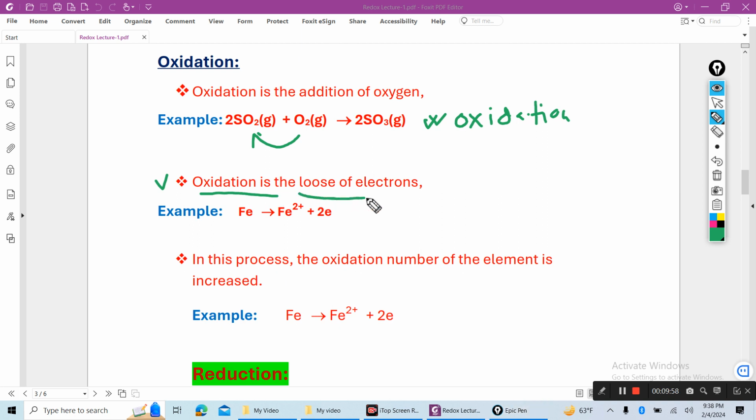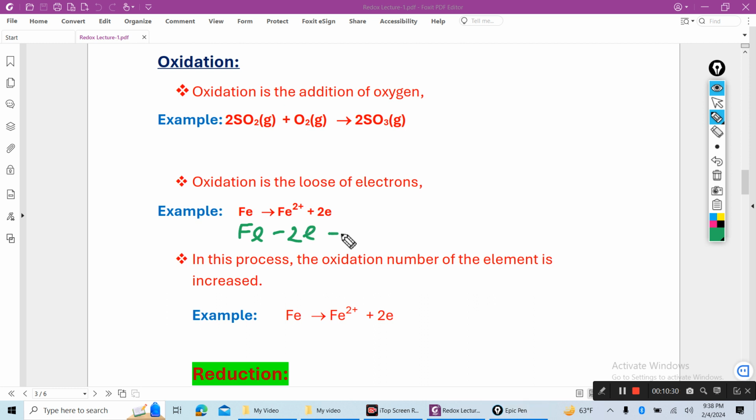Now oxidation is the loss of electrons. If an element or ion loses electrons, this process is known as oxidation. Here iron loses 2 electrons, so this reaction is also known as oxidation. You can show it this way: iron loses 2 electrons to form iron 2+. Iron loses 2 electrons, it becomes an iron 2+ ion, so this is also oxidation.